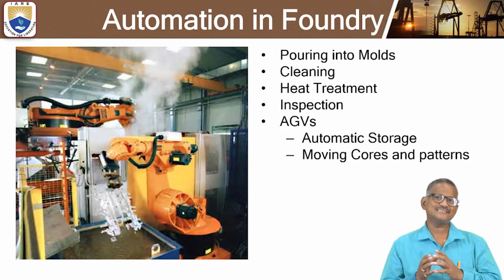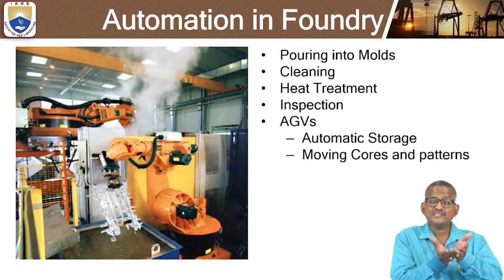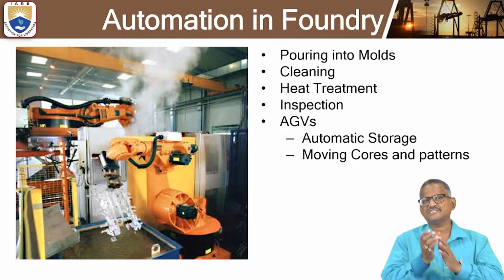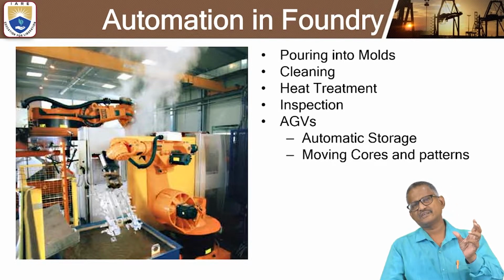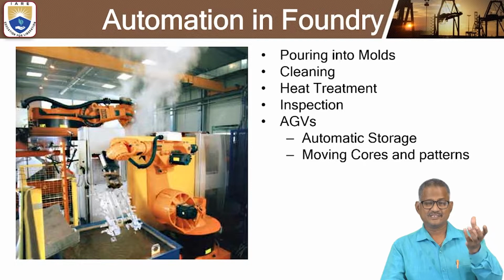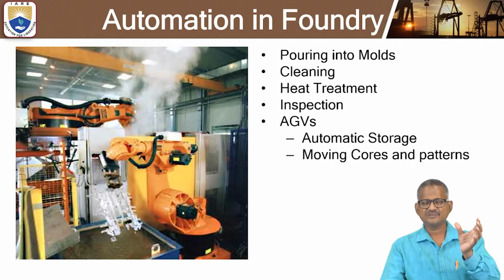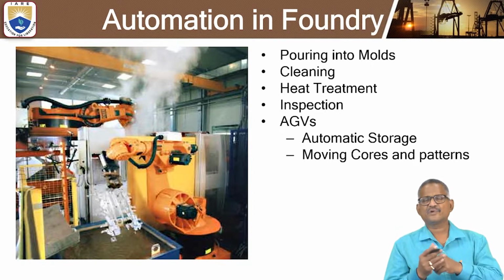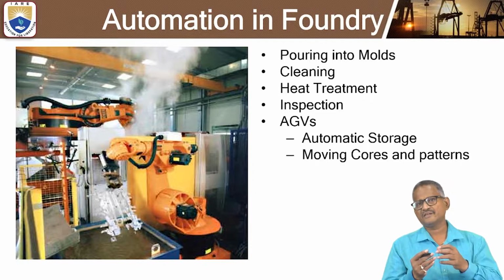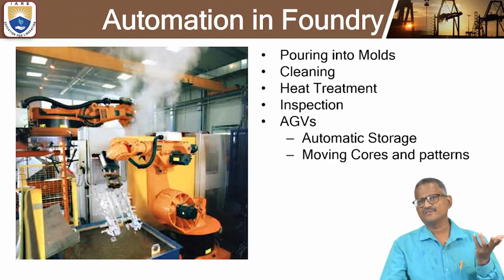Another interesting thing is automation in foundry, especially where the molten metal is poured into the mold cavity. There is efficient use of robots here, because the molten metal may comprise reused castings, some chemicals, and pig iron pieces, all of which are poured into the furnace and processed in a proper manner, such as in a cupola furnace, induction furnace, or electrical furnace.